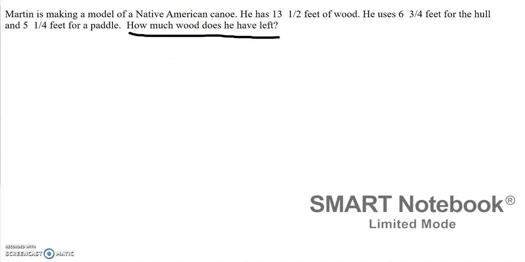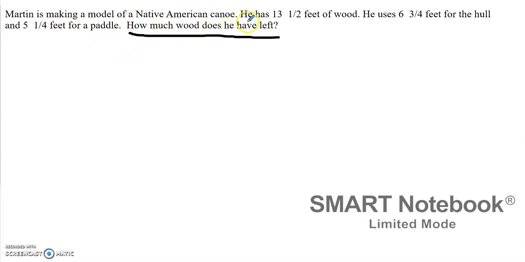That's my question. So now I'm going to read this a third time, and I'm going to say, all right, I know what I'm being asked. I'm asking how much wood is left over. So with that, I can then reread the problem and figure out what the important information is. So the third reading: Martin is making a model of a Native American canoe. Is that really important information? It's not giving us any, so I'm going to leave that sentence alone. I don't need anything from there.